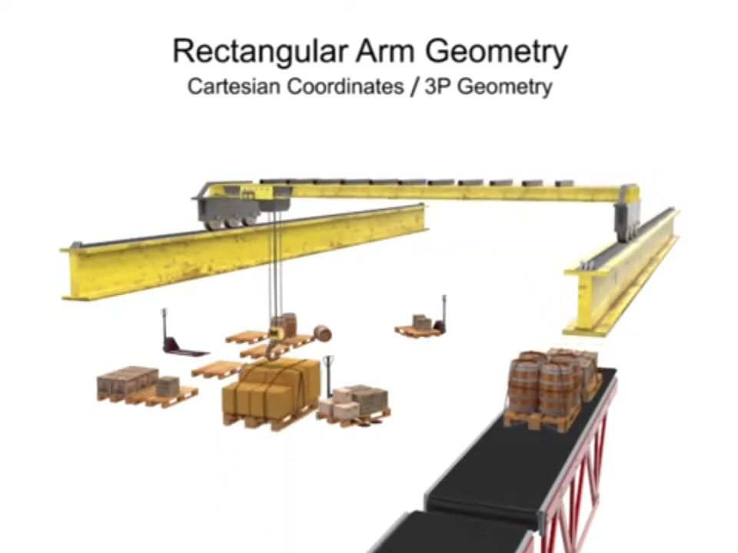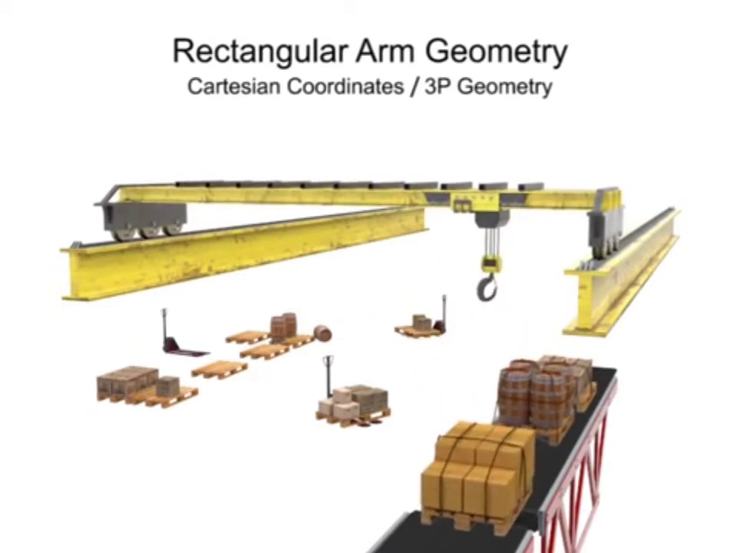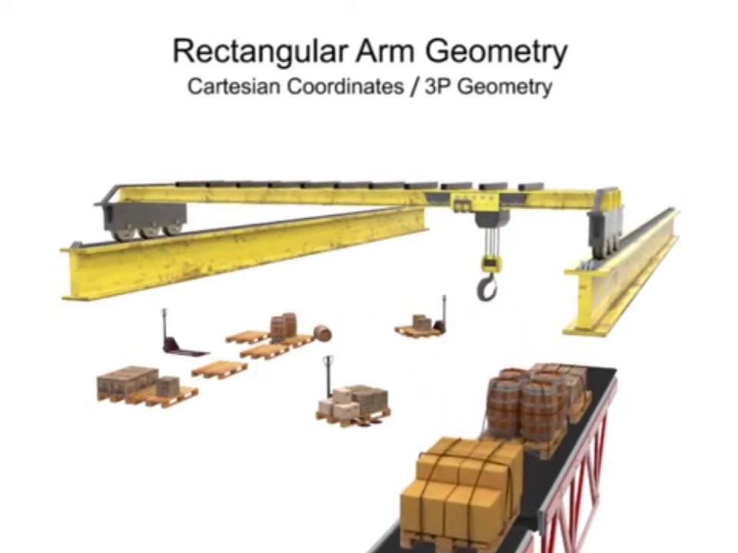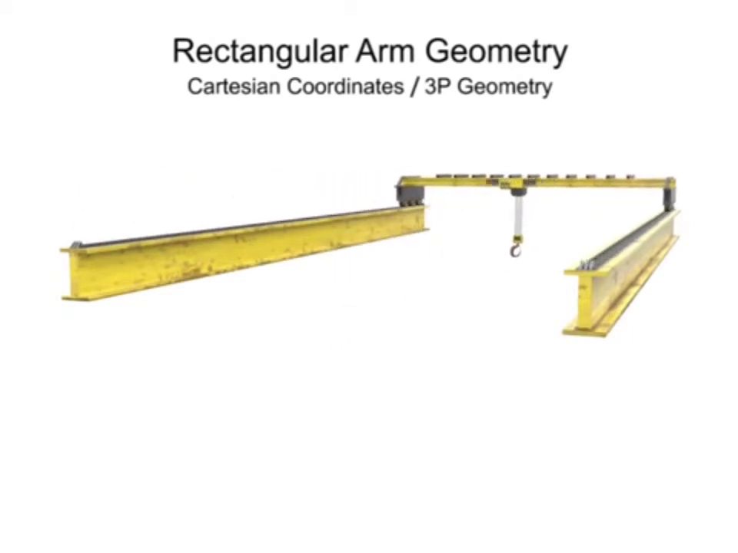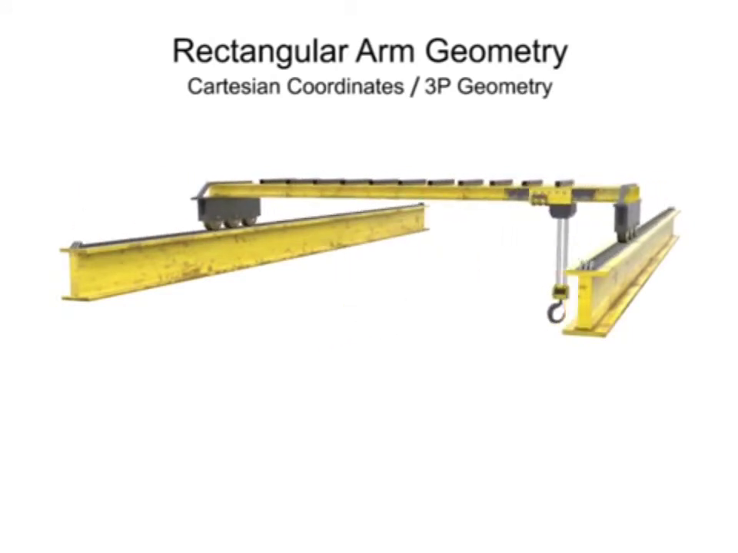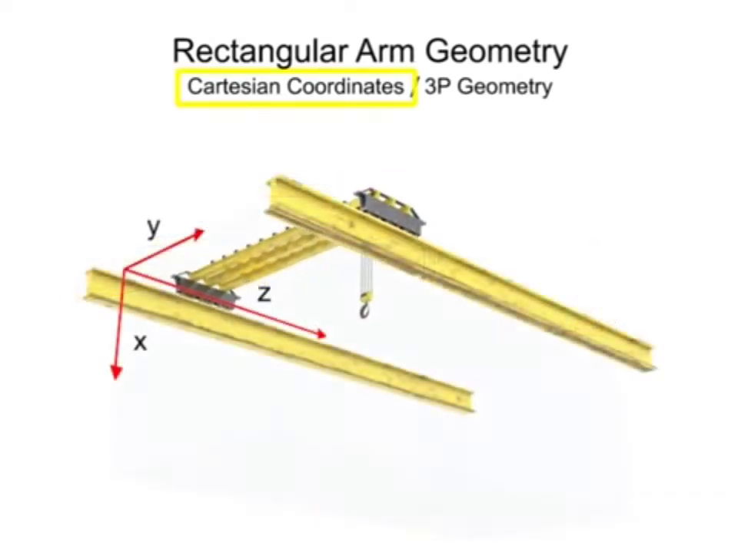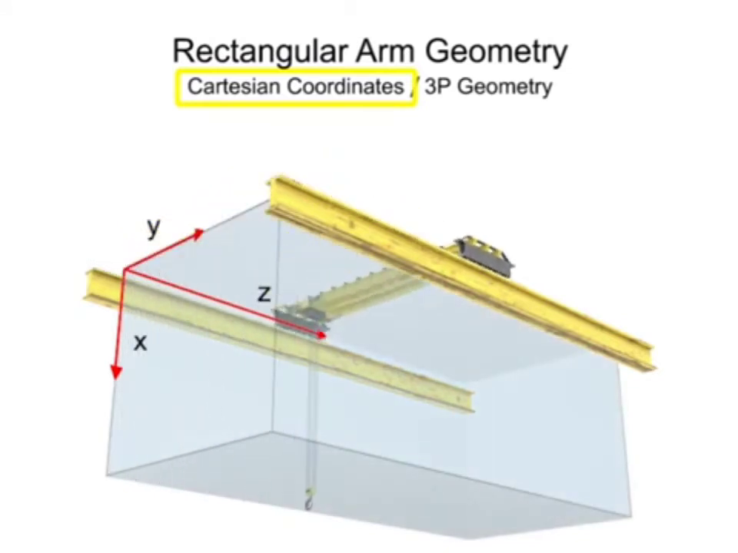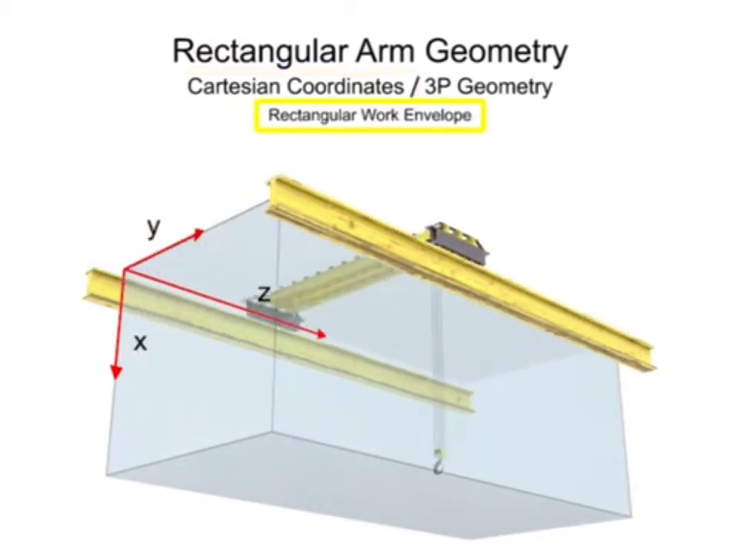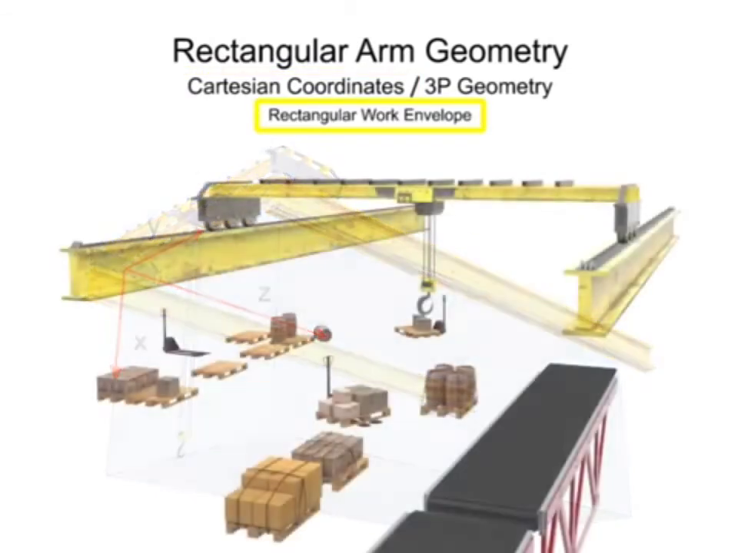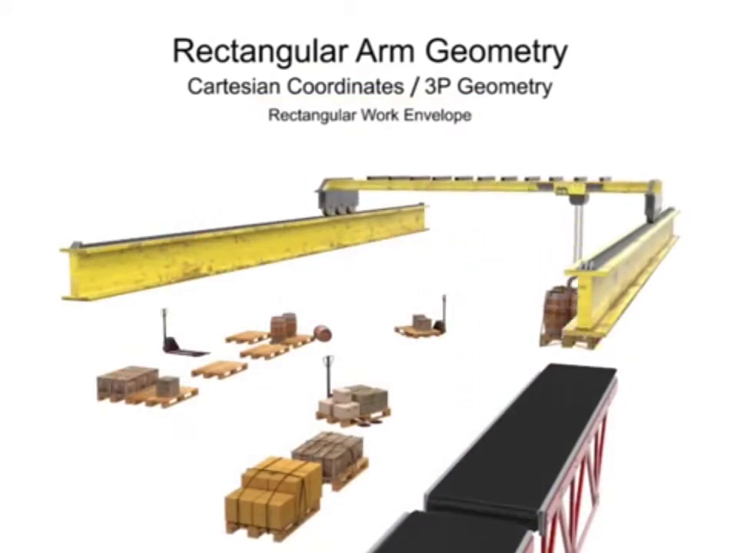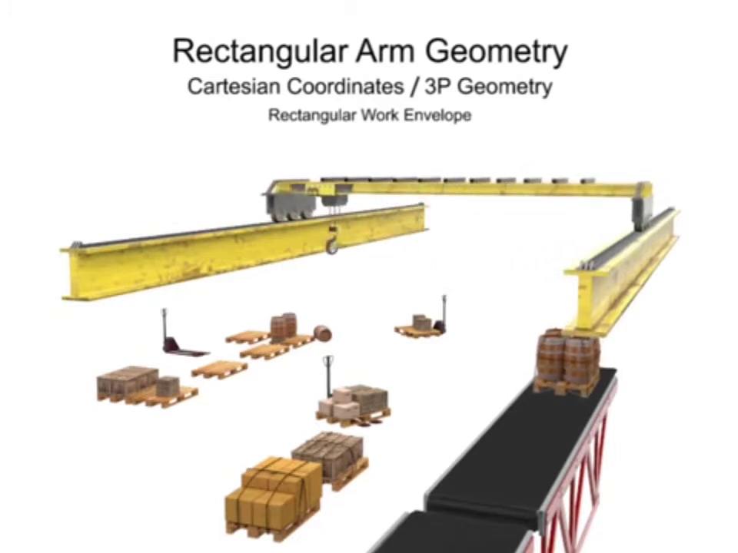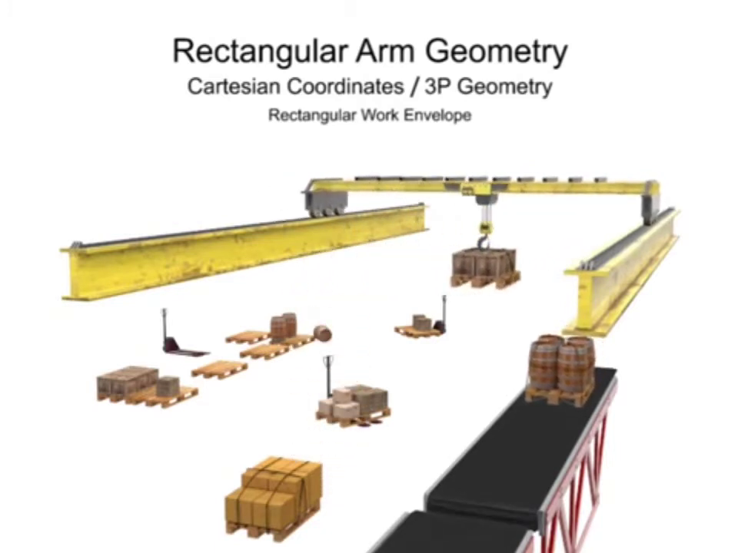An overhead crane robot is a good example of this type of motion. It can move forward and backward, left and right, and up and down. Robotic arms that use Cartesian coordinate geometry generate a rectangular work envelope. Rectangular robotic arms have the simplest geometry and control system and are typically used in material handling operations.